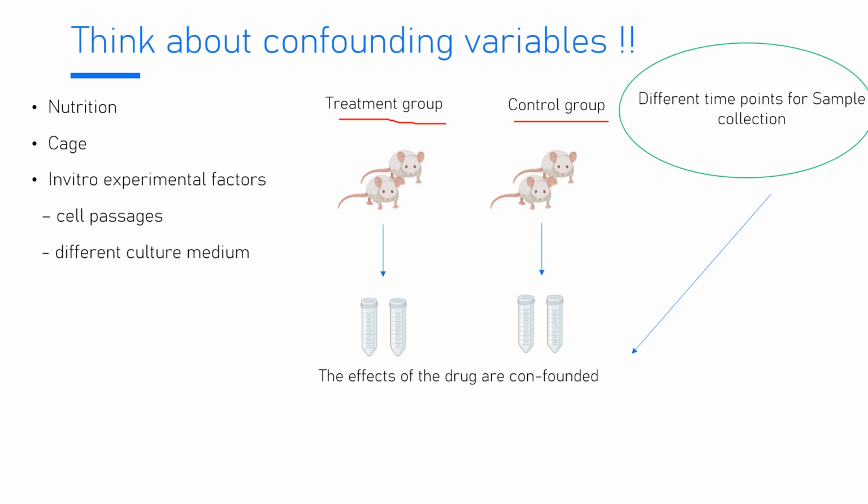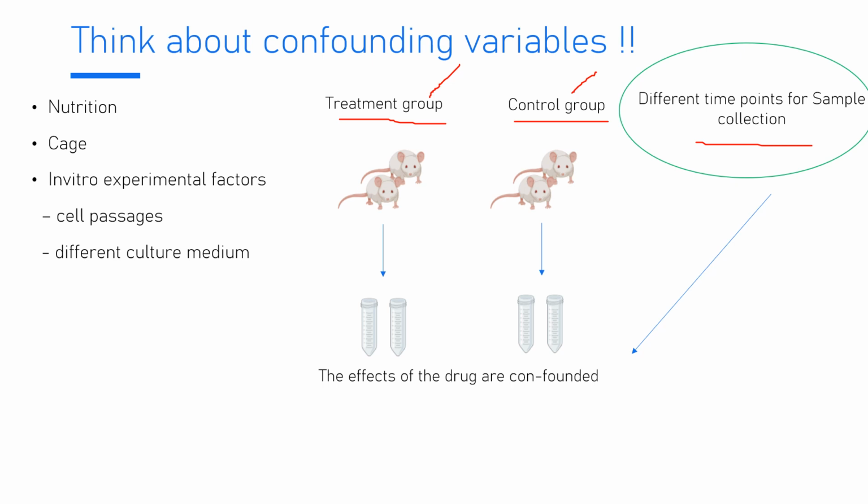While everything seems fine in this design, what if the researcher collects the different tissues and organs at different time points? The treatment group is collected on one day and the control group is collected on another day. While this may not seem like a big problem, this kind of effect or variation in the collection point is called a confounding variable, because now we do not know if the differences in the gene expression are only based on the drug treatment or also because of different time points.